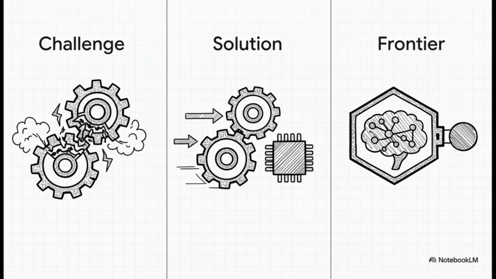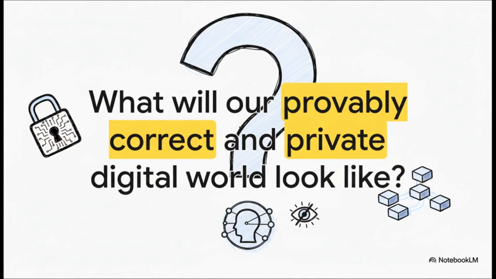And looking even further ahead, one of the most exciting frontiers is zero-knowledge machine learning, or ZKML. Imagine being able to prove that an AI model gave you a certain result without the owner of that AI ever having to reveal their secret proprietary model. The implications are staggering.